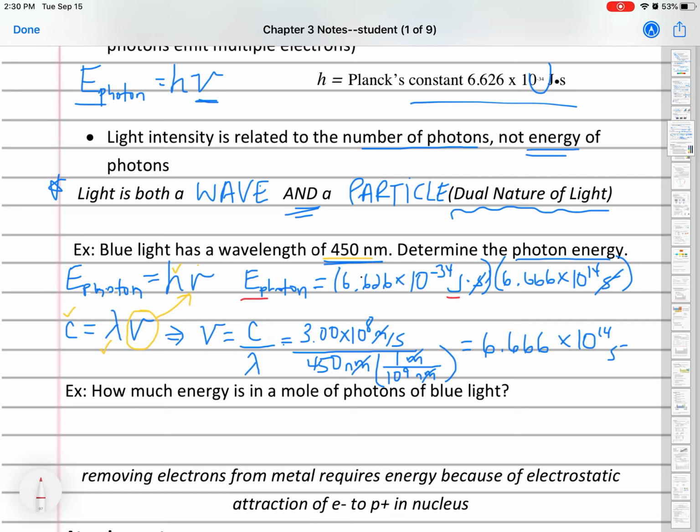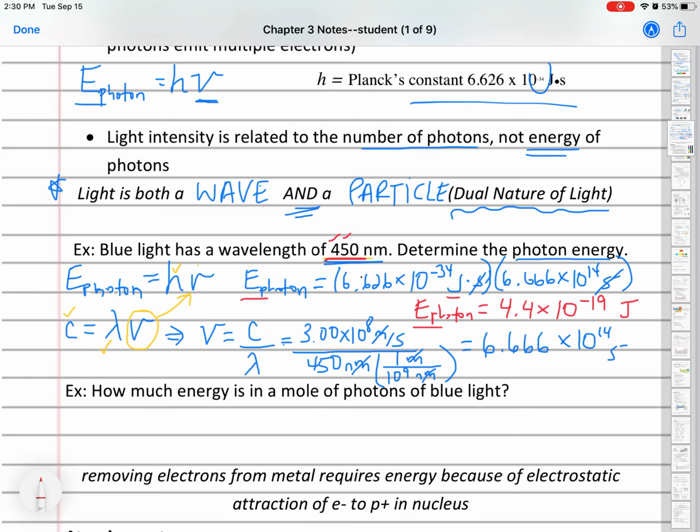And let's make sure I got the same answer that I got in my notes, and I did, so either way it should work. My answer for the energy of the photon is 4.4, and I'm cutting it off at 2 sig figs because this number is 2 sig figs. 4 and 5 are significant, but that 0 is not. 4.4 times 10 to the negative 19th joules. That's how much energy is in a single photon of blue light.